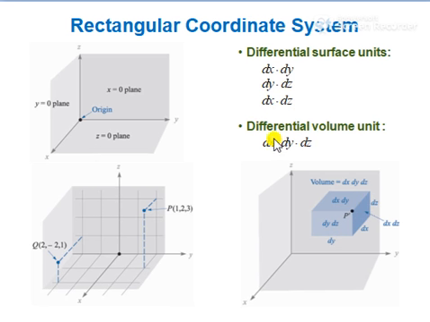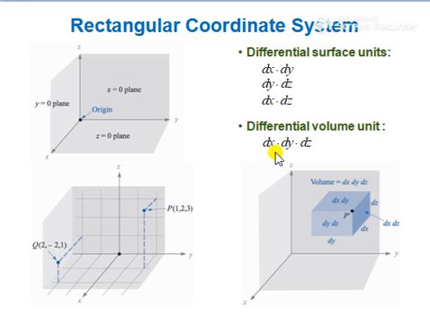Now let us see what the differential volume unit is. Differential volume unit is nothing but the product of all the differential lengths, dx dot dy dot dz. So this is how we get the value of the differential amount in terms of length, area and volume.